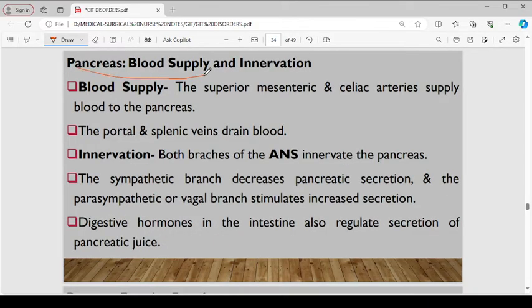In terms of blood supply and innervation, we have the superior mesenteric and celiac arteries supplying blood to the pancreas. The portal and the splenic veins will drain it. For innervation, we have both branches of the autonomic nervous system innervating the pancreas. The sympathetic division will decrease pancreatic secretion, and the parasympathetic or vagal response will stimulate secretion of these pancreatic secretions. All right.